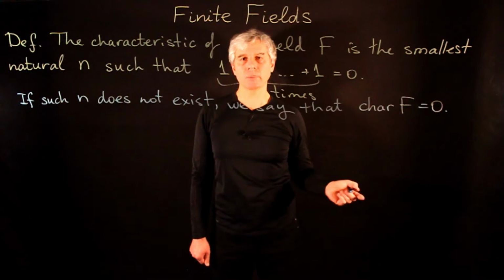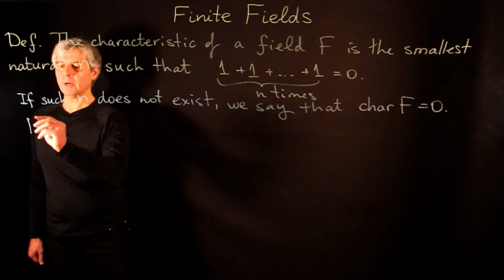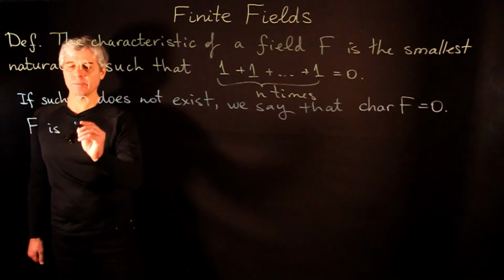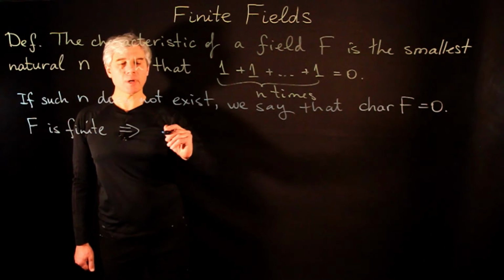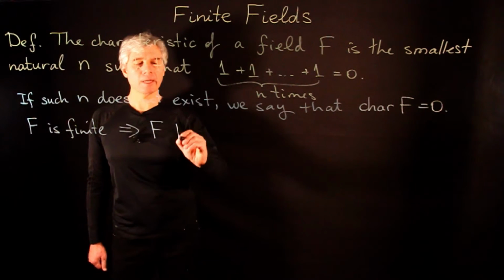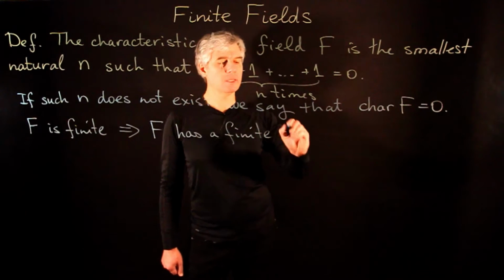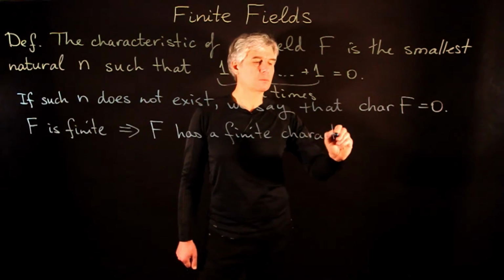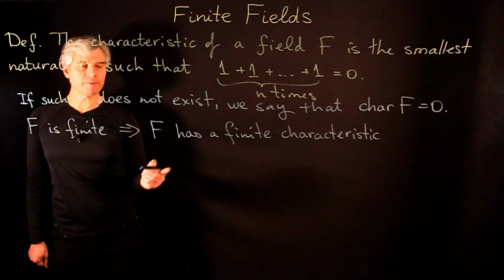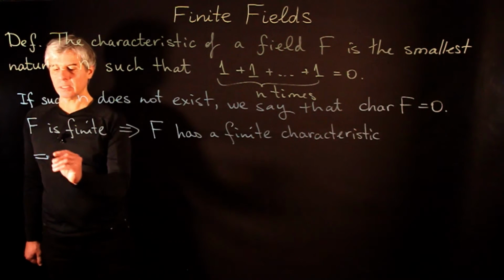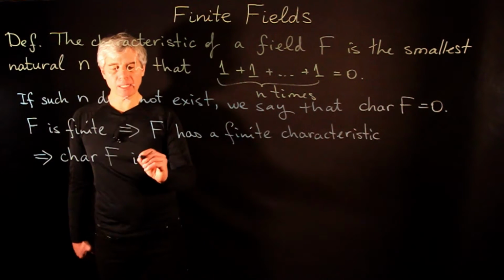For example, the field of rational numbers has characteristic 0. On the other hand, if our field F is finite, then such a number will exist. So we say that F has a finite characteristic. And if F has a finite characteristic, it's easy to see that the characteristic of F must be a prime number.